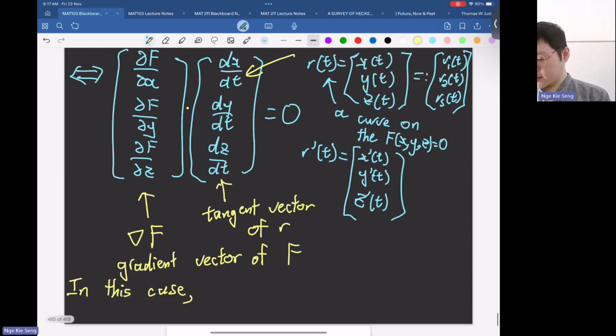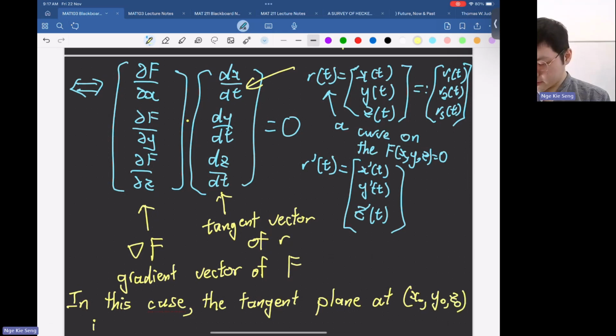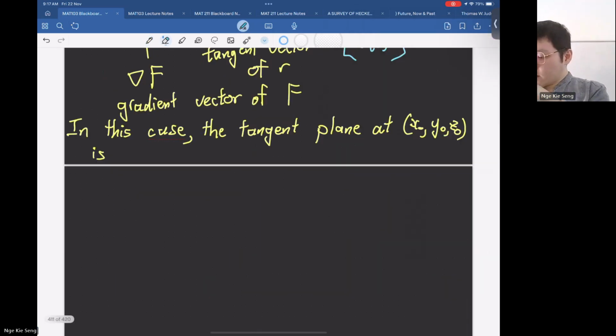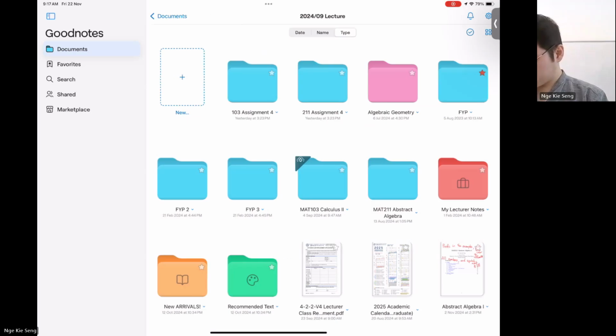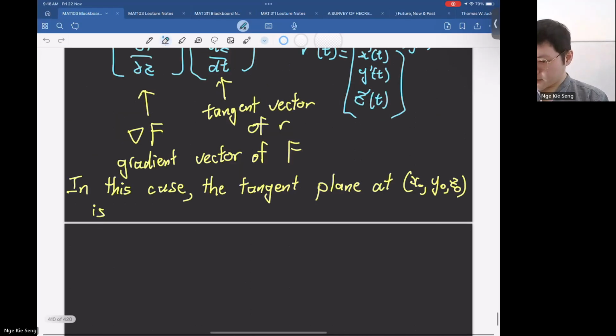So in this case, the tangent plane at, let's say, x naught, y naught, z naught, what's the formula? What's the formula? What's the formula?